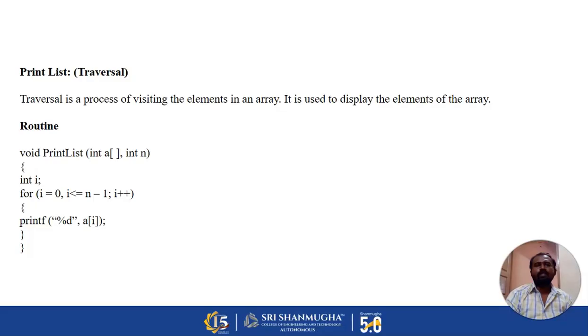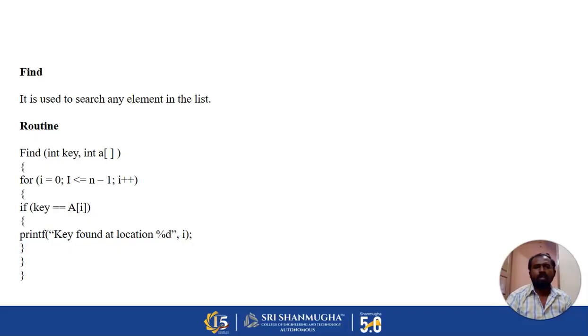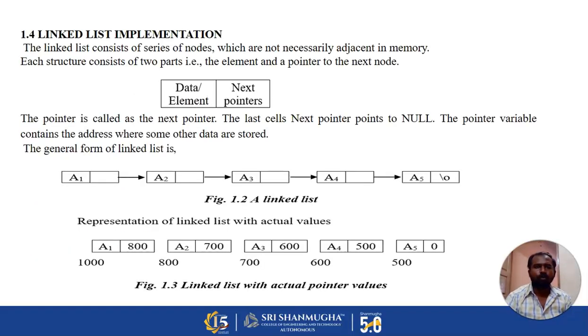Next, print list. Print list is a traversal. Traversal is the process of listing the elements in an array. It is used to display the elements of the array. This is the example program. The find traversal, find, is used to search for an element in the list, and it is also the same example program for finding the element in the nodes.